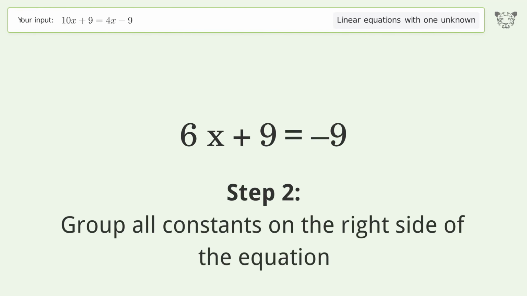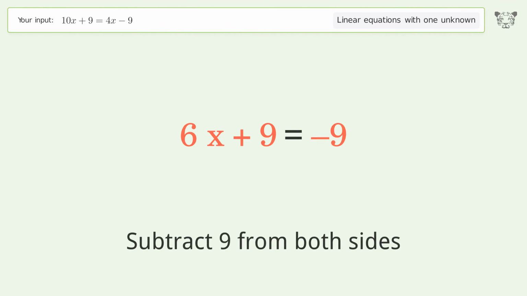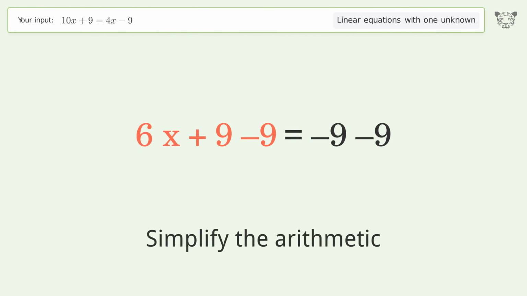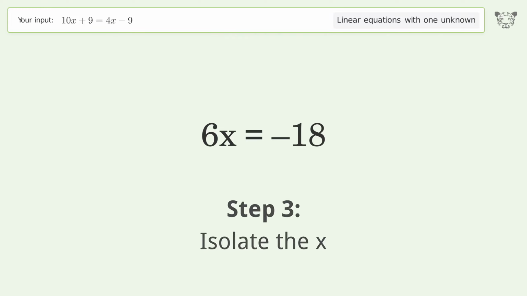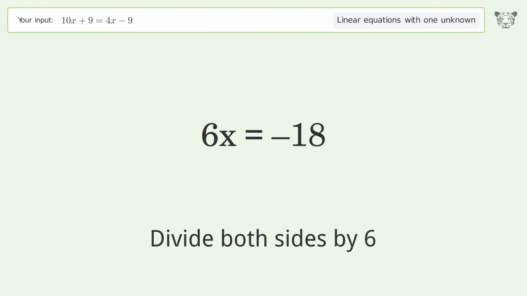Group all constants on the right side of the equation. Subtract 9 from both sides. Simplify the arithmetic. Isolate the x. Divide both sides by 6.